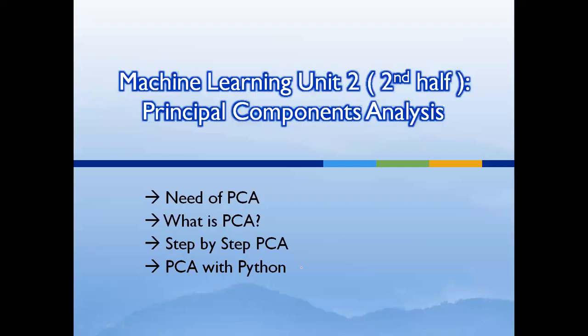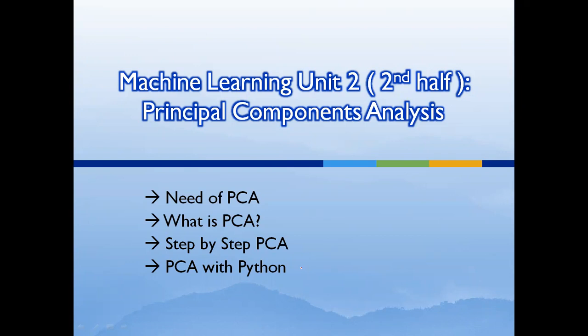Hello everyone. In this session I will discuss principal component analysis. Your second unit is based on feature selection techniques, right? In the previous session, you studied different feature selection techniques like the select k-best method and the select percentile method. One technique for dimensionality reduction is principal component analysis.